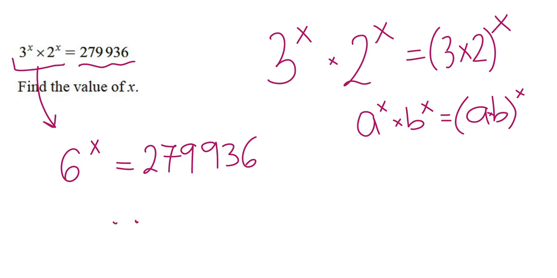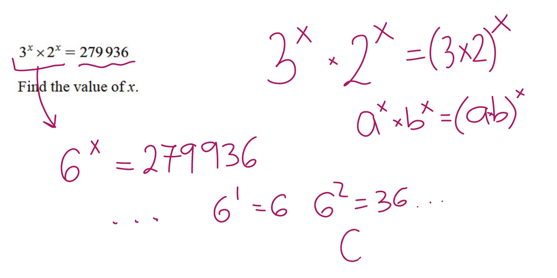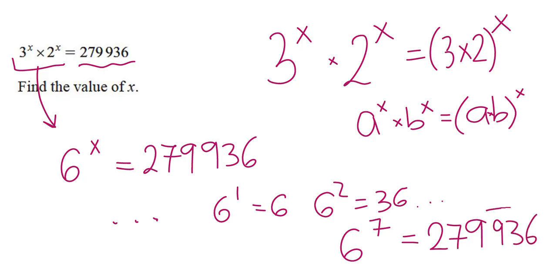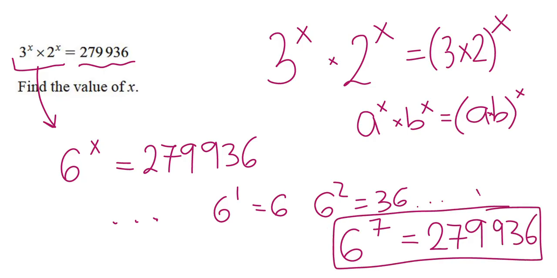279,936. Now, you can actually try trial and error and you will see 6 to the power of 1 is 6, 6 to the power of 2 is 36, and so on. Finally, 6 to the power of 7 is equal to 279,936. But you are allowed to use a calculator for this exam, so you can just calculate this on the calculator. So that was the idea, to multiply the bases and then say to the power of x.